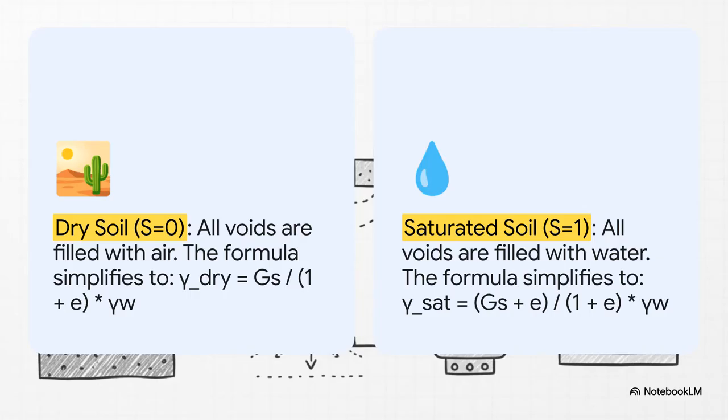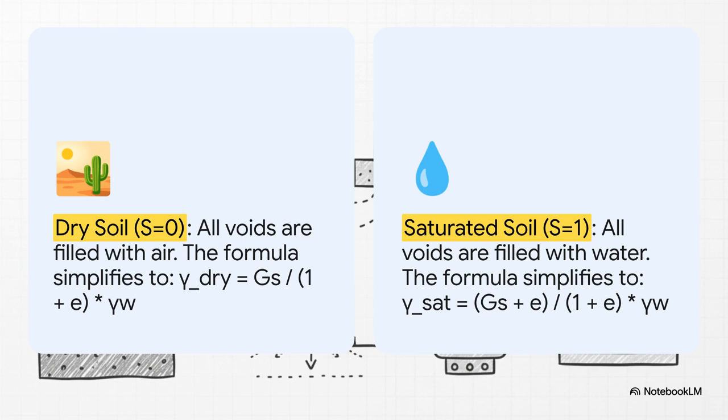Well, here's the magic. On the left, you've got dry soil. In this case, the saturation, S, is 0. There's no water. So that S times e part of the big formula just disappears. It becomes 0. And you get a much simpler formula. Now look over on the right. Saturated soil. S is now 100%, or just the number 1.